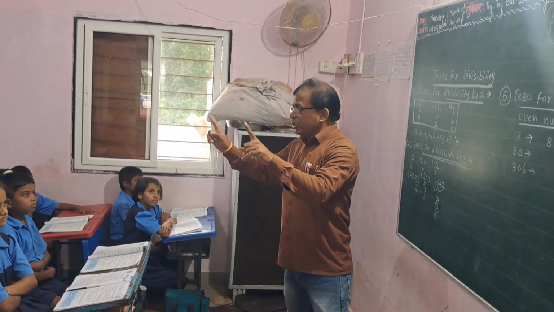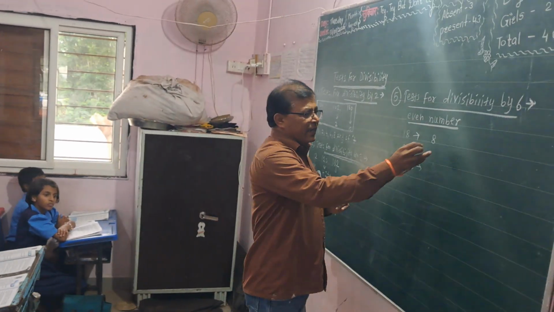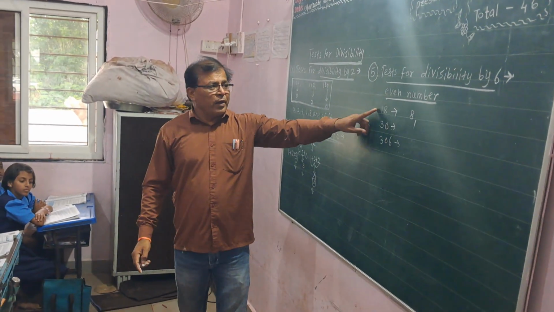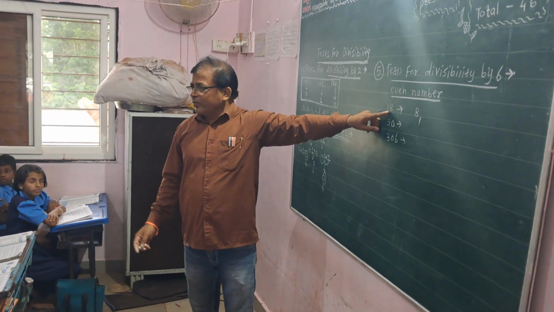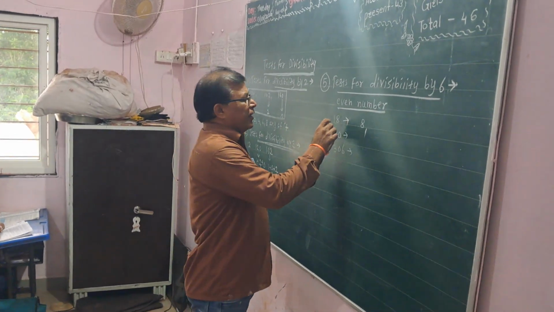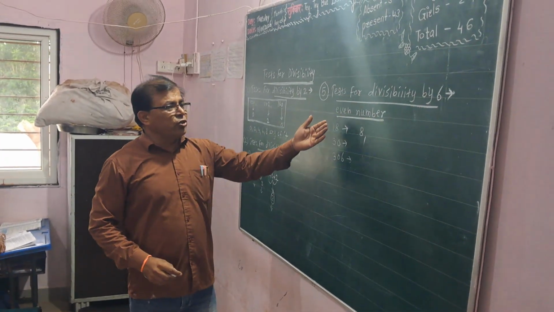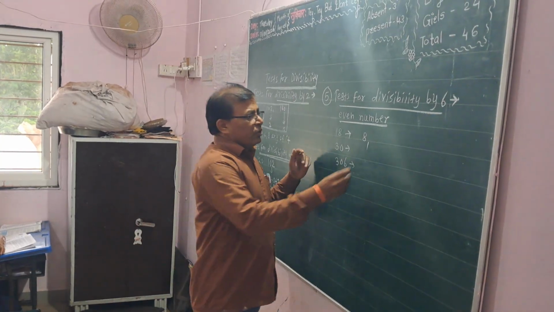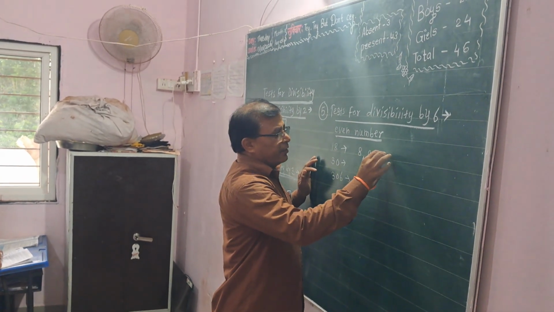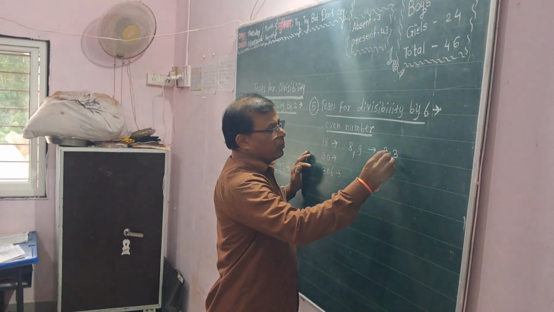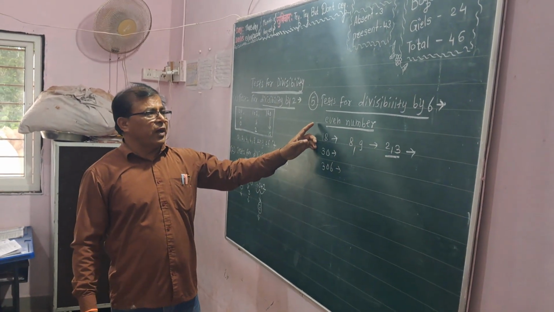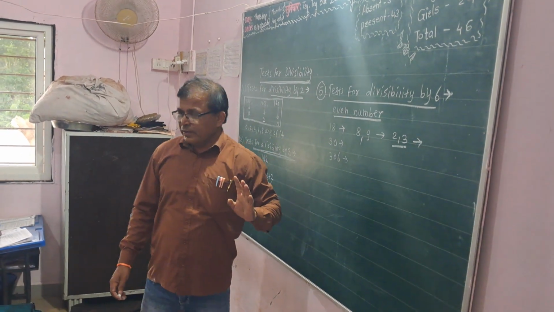Okay, first condition completed. Then second condition, test for divisibility by 3. 1 plus 8, how many? 9. Then 9 is also completely divisible by 3. Thus this number is also completely divisible by 3. Then 18 is completely divisible by 2 and 3. Thus it is divisible by 6.